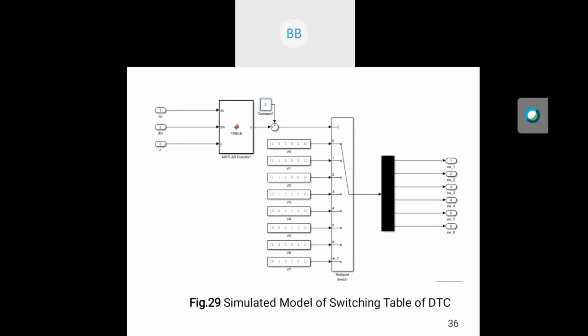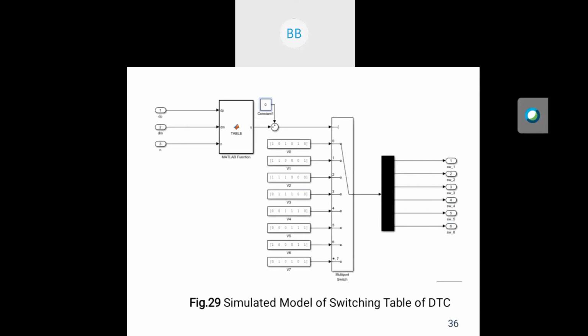Simulated model of the switching table of DTC. Here there is a MATLAB function where the whole lookup table or switching table is implemented as a program. This MATLAB function is then connected to the multiport switch where the 6 non-zero voltage vectors and 2 zero voltage vectors V0 and V7 are connected. An optimum voltage vector is selected by using the MATLAB function of the lookup table.